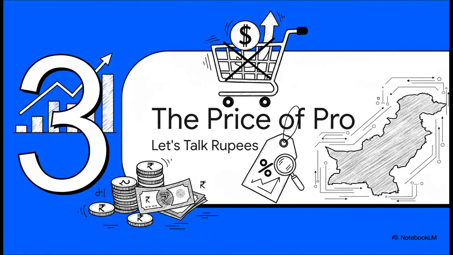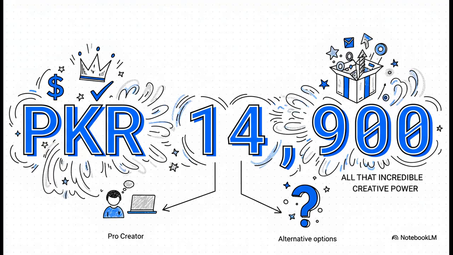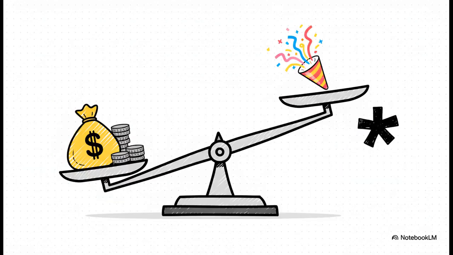So we've covered who these plans are for and what's inside them. Now let's get to the bottom line, the thing that usually makes the decision for us, the price. Specifically, the price right here in Pakistan. So, a Canva Pro subscription for one person is going to set you back about 14,900 rupees for the year. And honestly, for all that creative power we just saw, that's a fantastic value for any professional. But what's the alternative?